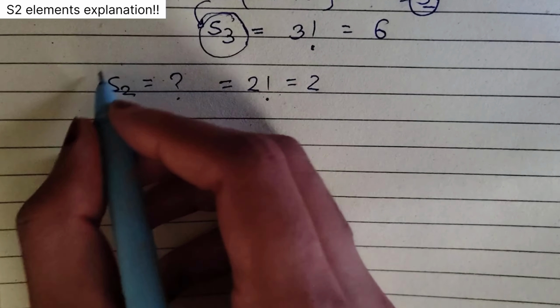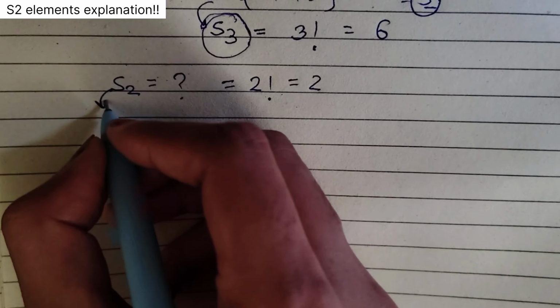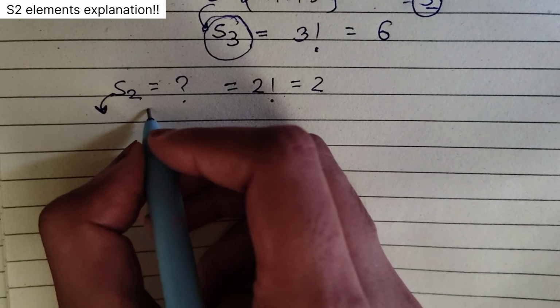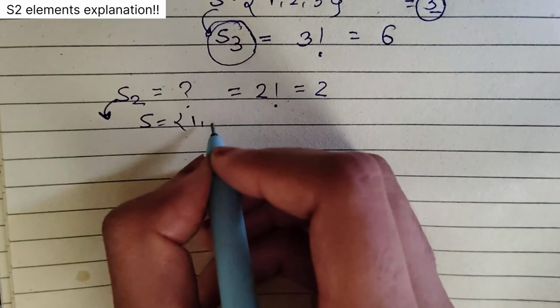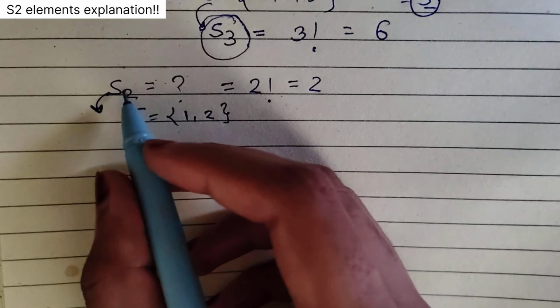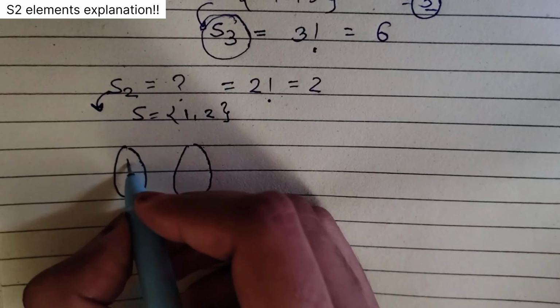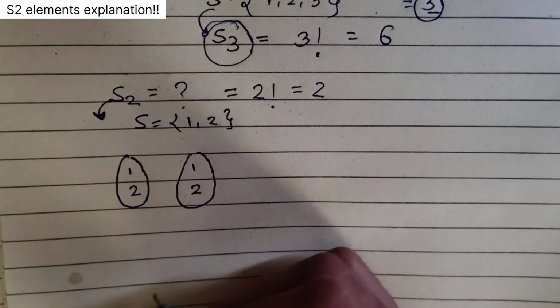So S2 is a symmetric group of order 2 factorial, and it is basically the symmetric group based on the set 1 and 2 only. Okay, now we will see how to get the elements of S2. So let's just have the mapping as 1 2 to 1 2.